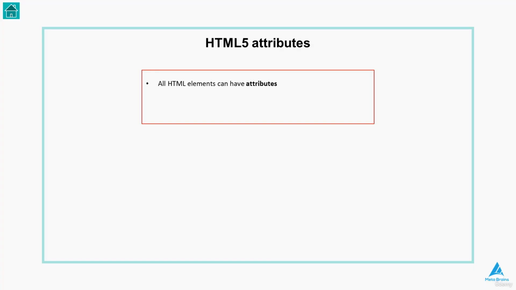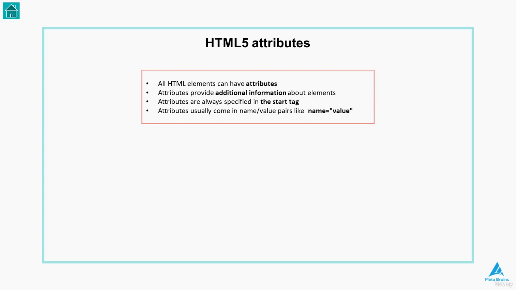Now let's talk about HTML5 attributes. So first of all, you should keep in mind that all the elements do have attributes. And these attributes play a specific role. So what's the role and use of attributes? They simply provide additional information about elements, and they are always written at the start of HTML5 tags. To write an attribute, you write the name and then the value of the attribute. For example, name equals value.